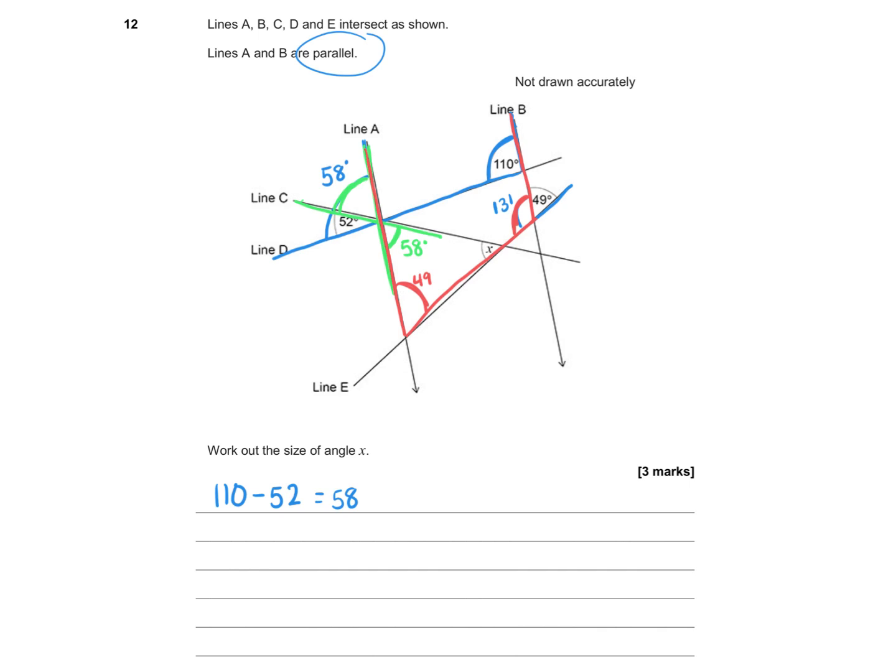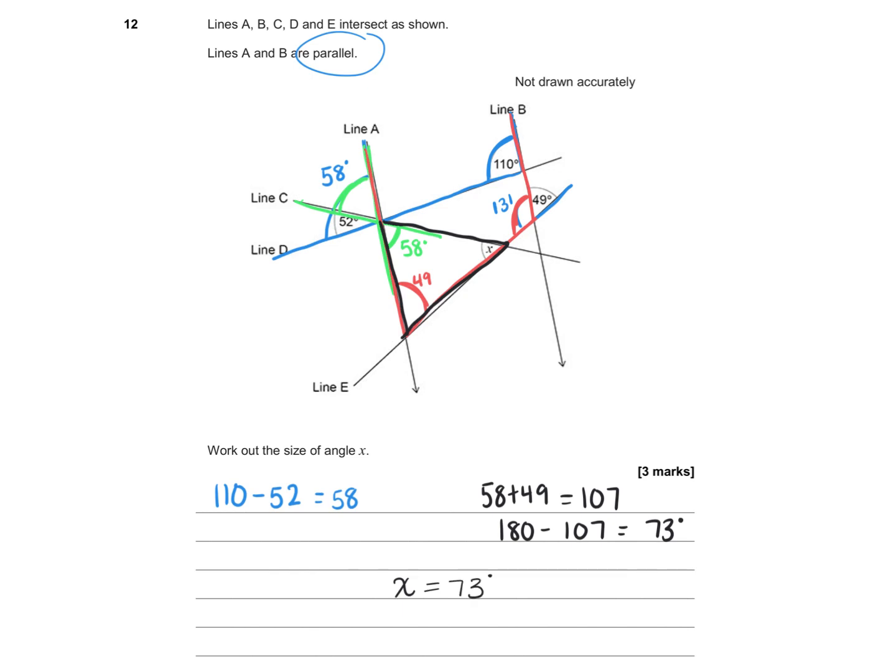Now I can see I've got this triangle here, and I am thinking angles in a triangle. So 58 plus 49 is 107, and angles in a triangle add to 180. So 180 minus 107 is 73 degrees. So there we go. X is 73 degrees.